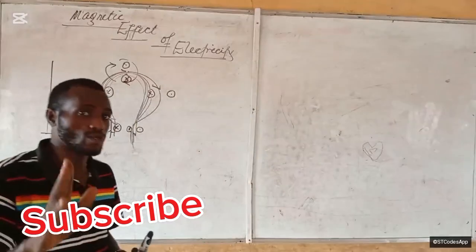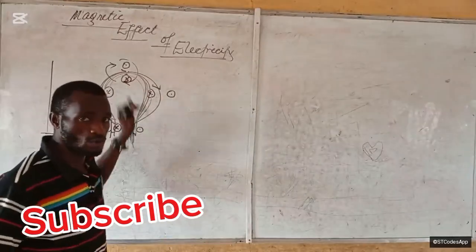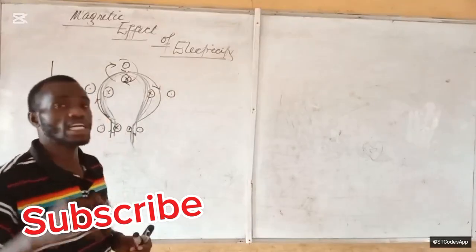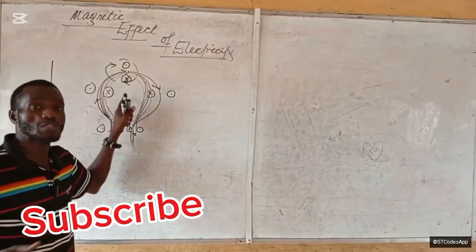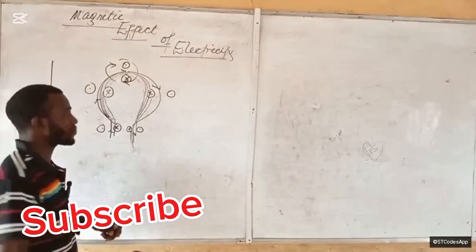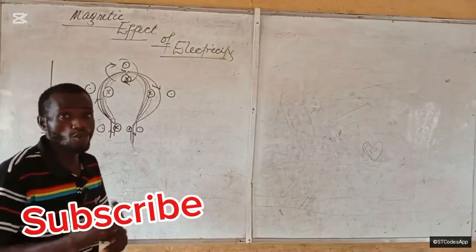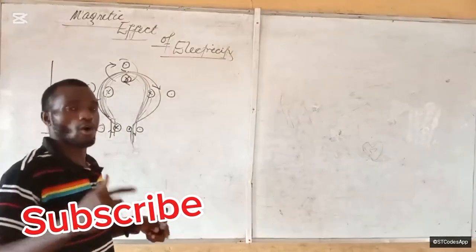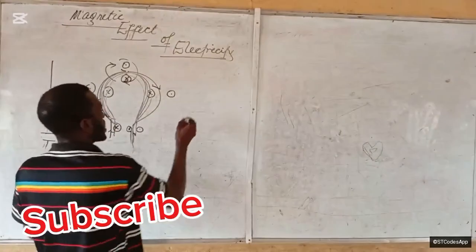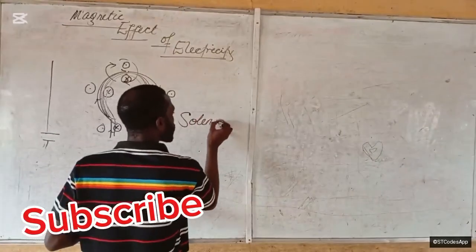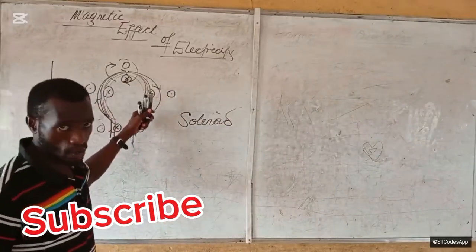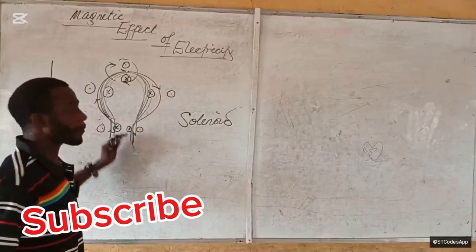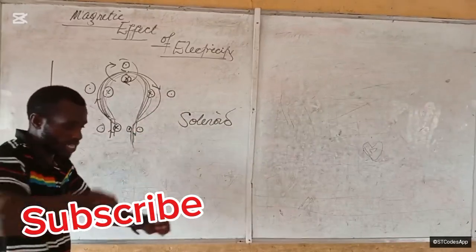Now, why do we do this? Why do we increase the number of loops? The first reason is this: the higher the number of loops, the higher the magnetic field that will be generated. And I'm going to show you. Now, what do we call many coils of wire like this? We call it a solenoid, provided that the same current runs through them. Is that okay?